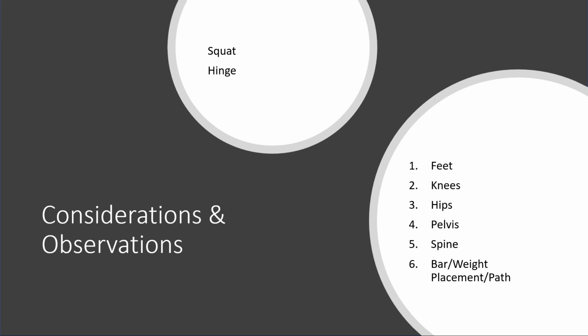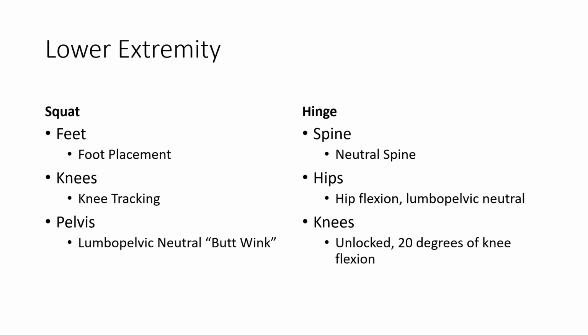And so we're going to be looking at 6 things, and they're all going to be related to each other, except for maybe number 6, the bar placement. But we're going to look at the feet, the knees, the hips, the pelvis, and the spine. And so when we look at this lower extremity, look at a squat, we're going to look at the foot placement, make sure the knees are tracking. We want to make sure that we're in lumbopelvic neutral. We're not doing this butt wink. And then we'll look at the hinge as well and making sure we're doing appropriate aspect.